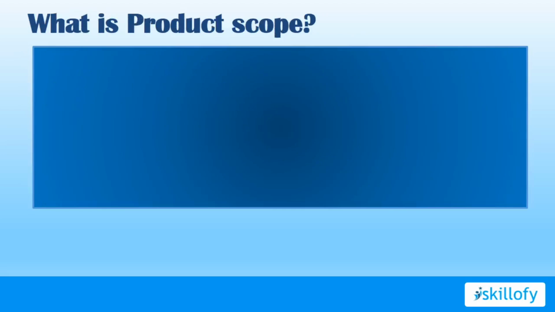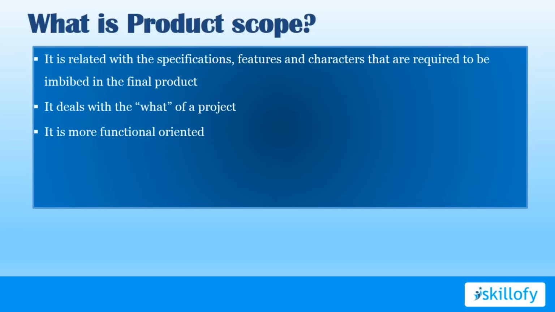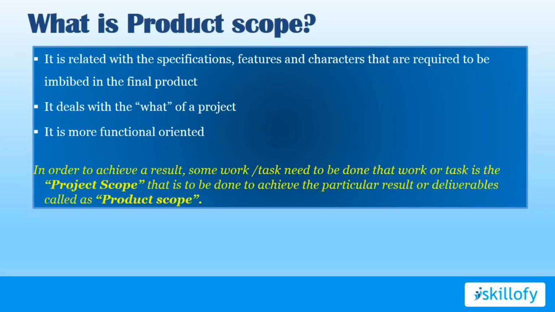Coming to product scope. It is related with the specifications, features and characteristics that are required to be imbibed in the final product. It deals with the what of a project. It is more functional oriented. So in simple words, in order to achieve a result, some work or task needs to be done. That work or task is the project scope that is to be done to achieve the particular result or deliverables, called the product scope.